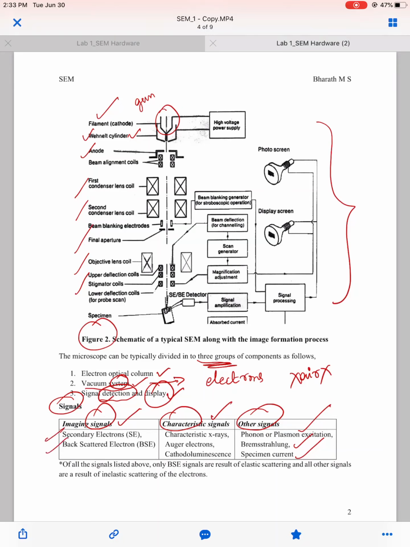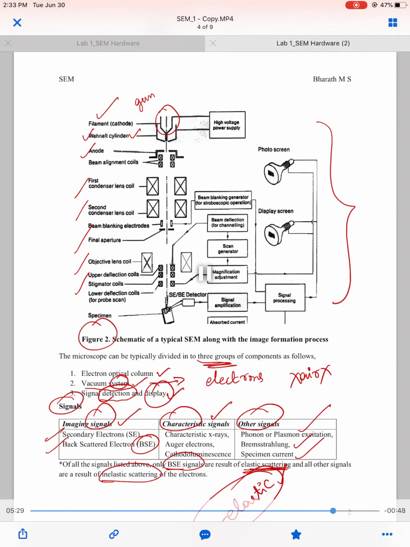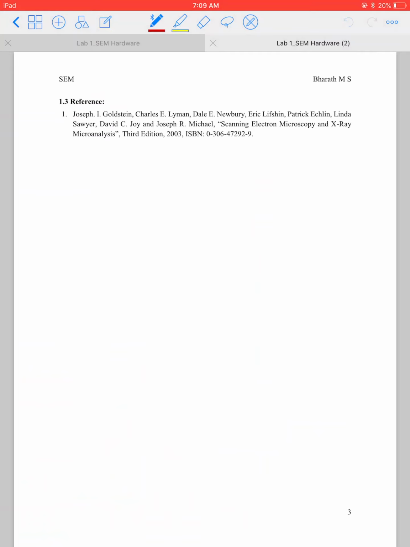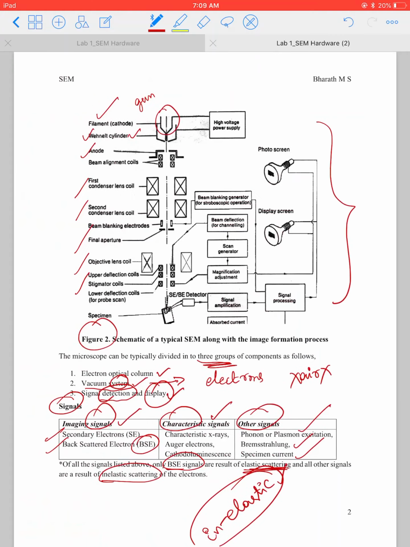And out of all these signals that are mentioned in the table here, only the backscattered electron signals are due to elastic scattering, and all the rest of the signals are due to inelastic scattering. So basically there is something called elastic scattering and something called inelastic scattering. We'll see again what these terminologies mean in the next chapters. Finally, coming to the reference that I'll be using for my tutorials, this is a very good book by Goldstein called Scanning Electron Microscopy and X-ray Microanalysis, which provides in-depth, detailed information about the SEM technique.